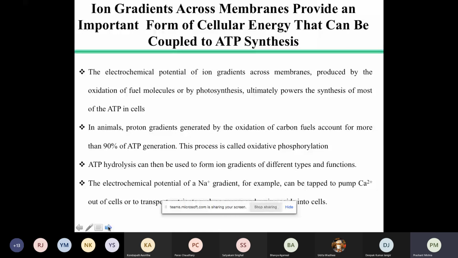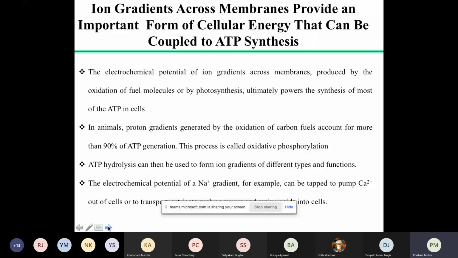So what you have is the electrochemical potential of ion gradient across the membrane produced by oxidation of fuel molecules or by photosynthesis. If it is happening in photosynthesis, we call it photophosphorylation. We'll talk about that. When it happens in mitochondria, we'll call it oxidative phosphorylation, which occurs with fuel molecules, as well as during photosynthesis.